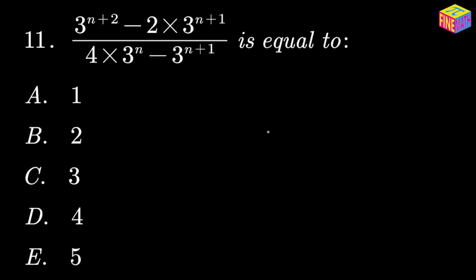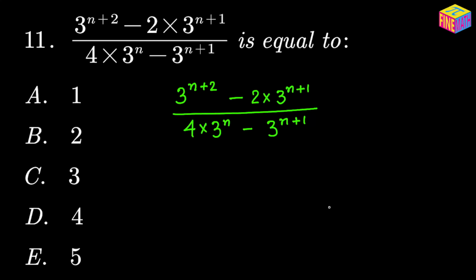So here we have this expression, which is 3 to the power n plus 2, minus 2 times 3 to the power n plus 1, whole divided by 4 times 3 to the power n minus 3 to the power n plus 1. As you can see in our answer options, we really do not have the variable n anymore. That means somehow we have to eliminate the n. And how do we eliminate the n?